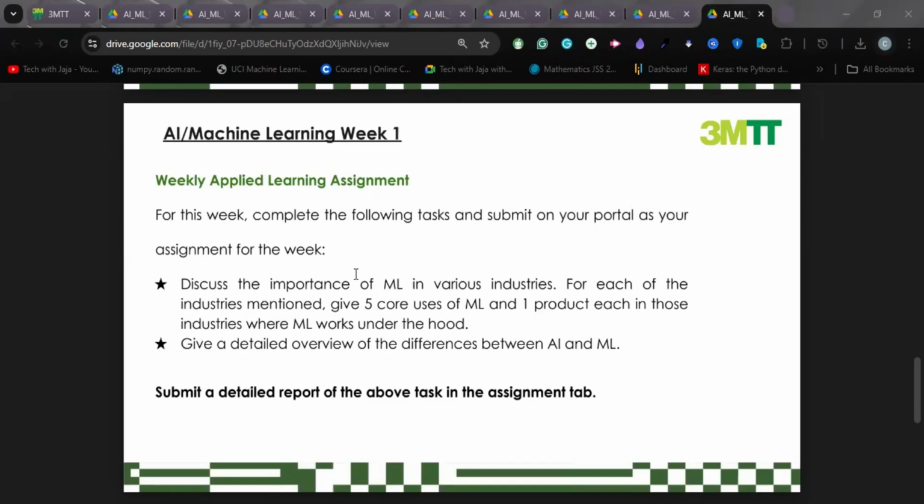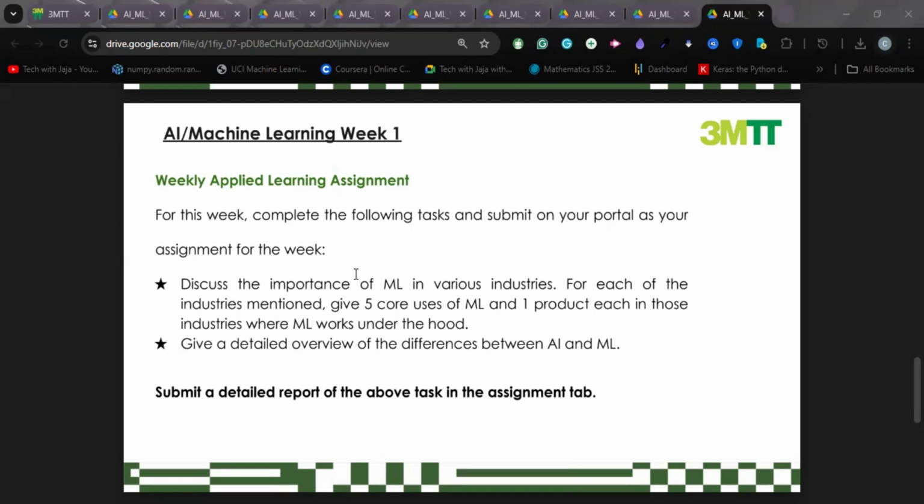So in this video today, we are going to walk through the AI and machine learning week 1 assignment. The assignment is that for this week, complete the following task and submit on your portal as your assignment for the week, which is to discuss the importance of machine learning in various industries. For each of the industries mentioned, give 5 core uses of machine learning and 1 product each in those industries where machine learning works under the hood.